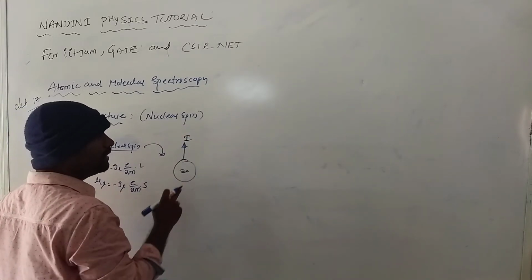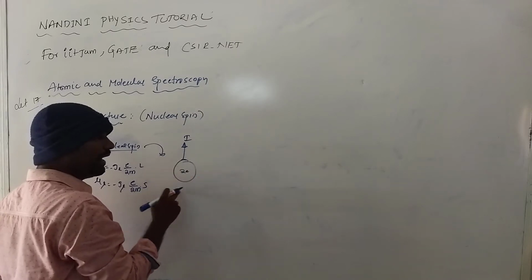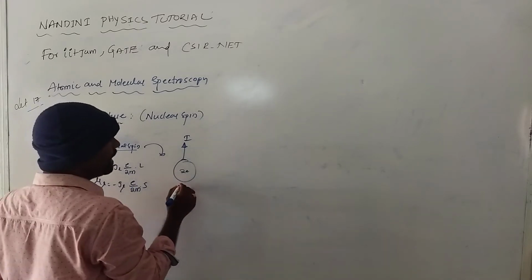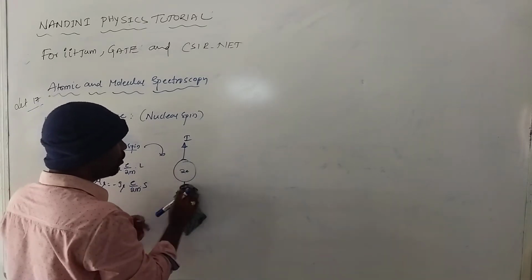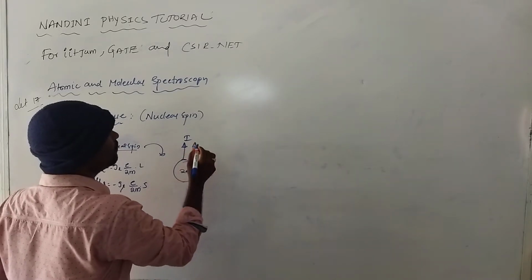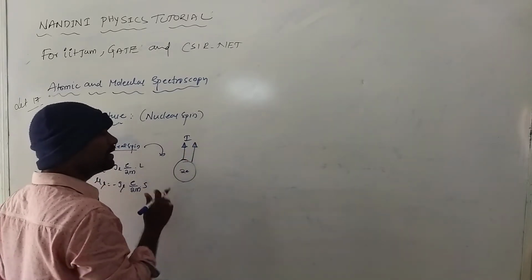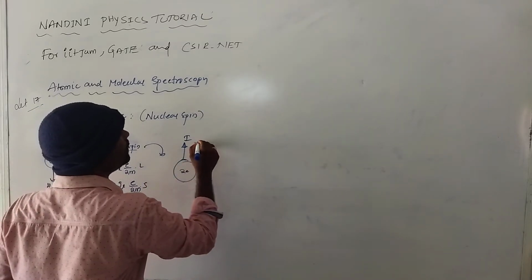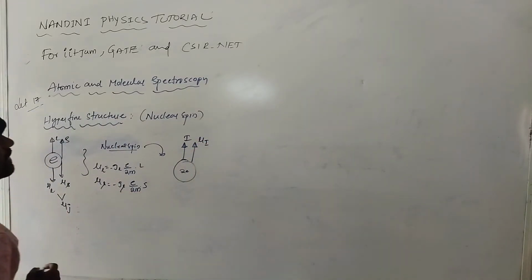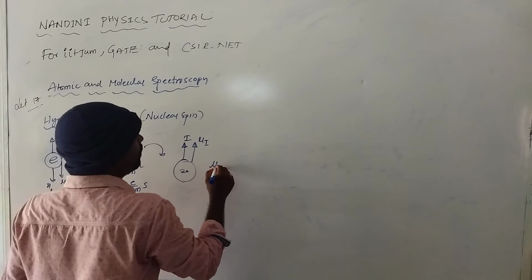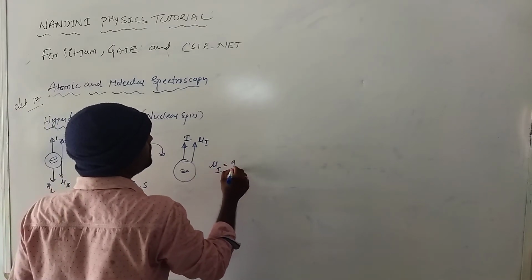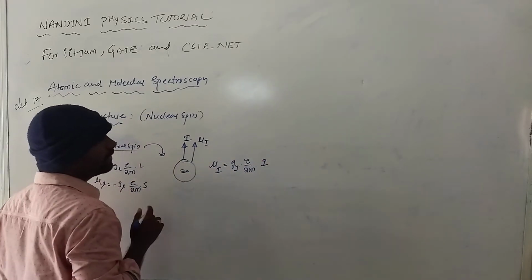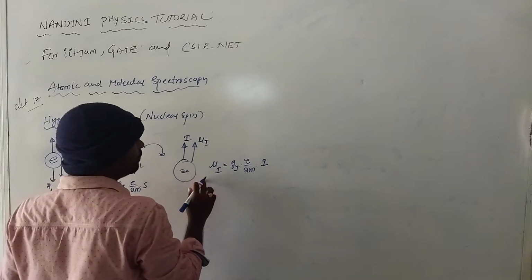This spin also provides a magnetic moment, the nuclear spin magnetic moment. It is not in the opposite direction; it is parallel to the spin direction, because the proton is a positive charge. That is called mu I. So mu I is equal to g_I into e by 2m into I. This is the magnetic spin momentum.